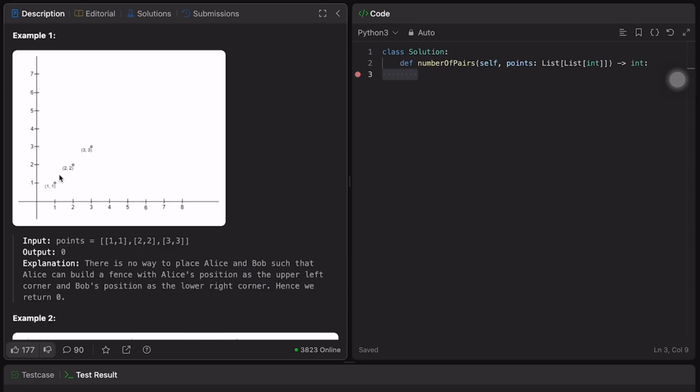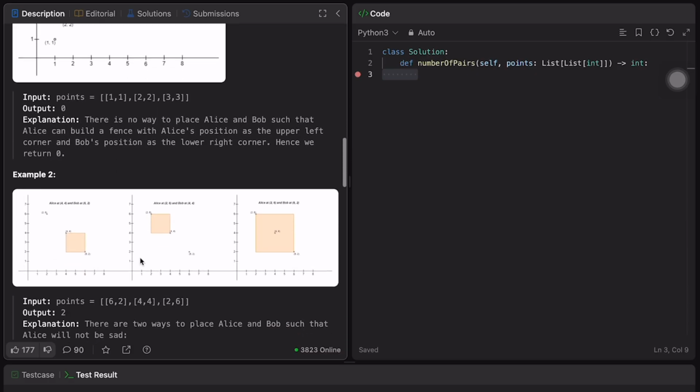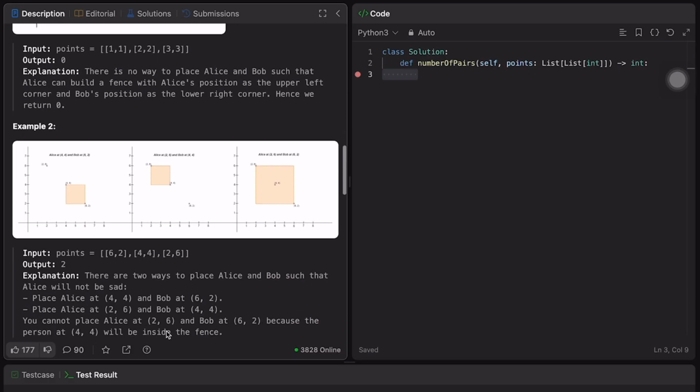If you take Alice at the position 2 comma 2 and Bob at 1 comma 1, none of them is a valid pair. Alice should be on the upper left and Bob should be on the lower right. So we are getting 0, the same answer as yesterday.